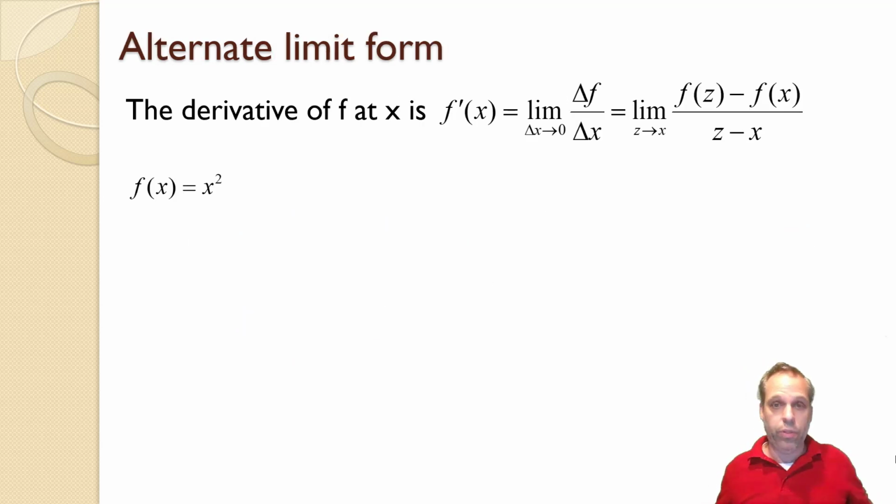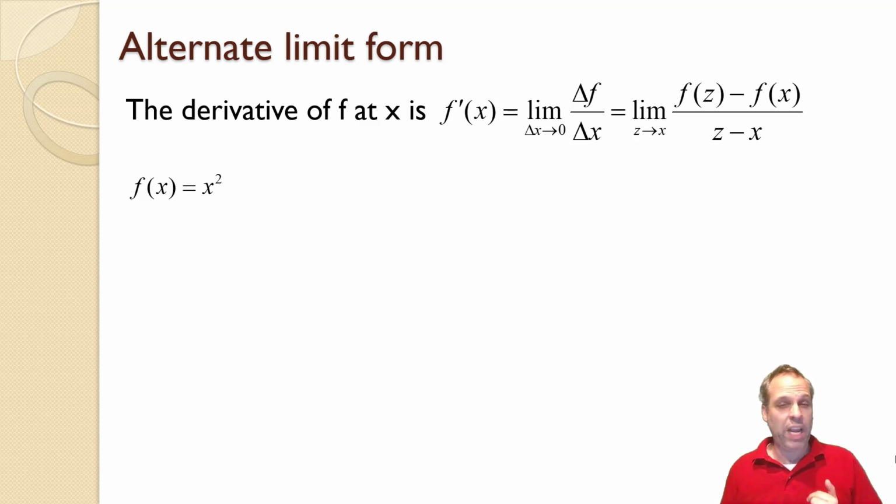Now, a clever little thing is that you can find other ways to write the difference quotient. It's just a change in output over a change in input. So another way to do so is to take the limit of the change in the function value over the change of x as the change of x goes to 0.